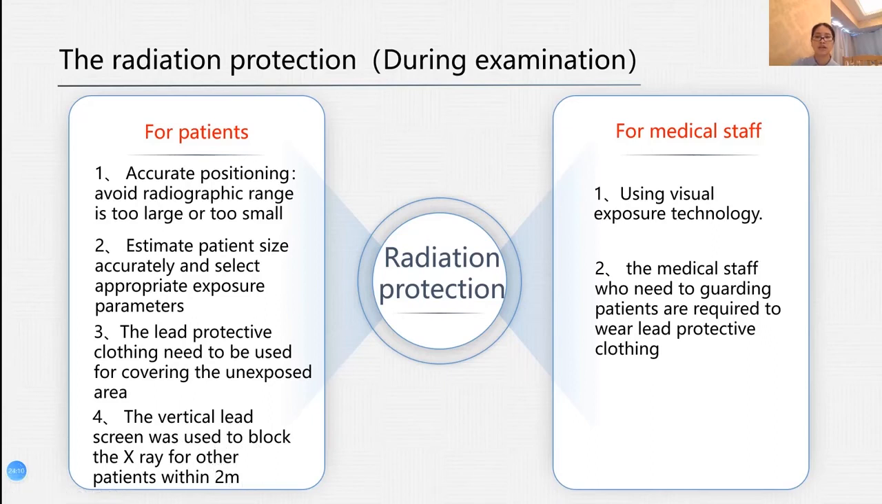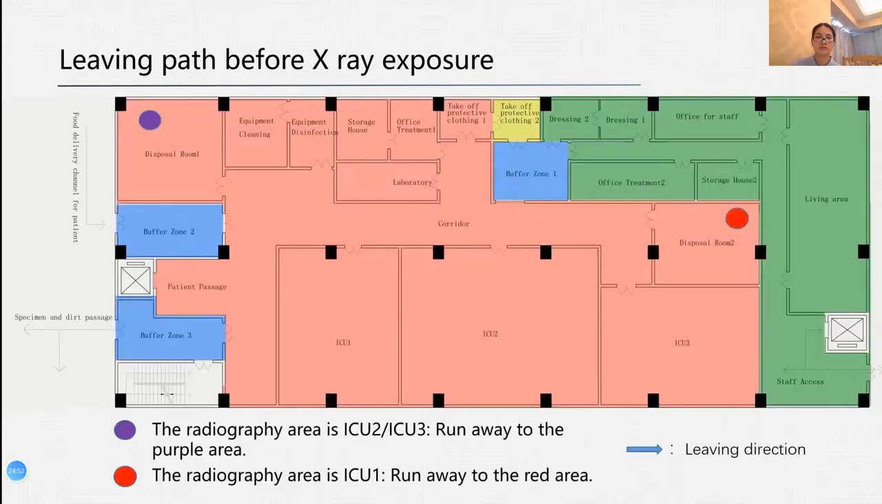How about the protection of medical staff? Especially for some nurses who must stay with patients, they need to wear lead protective clothing, lead cap, lead bib, and so on. In order to reduce the radiation to medical staff during exposure, a delayed exposure time of 7 to 10 seconds can be set before exposure. Medical staff can stay away from patients and avoid unnecessary radiation.